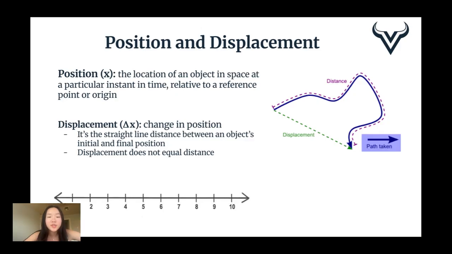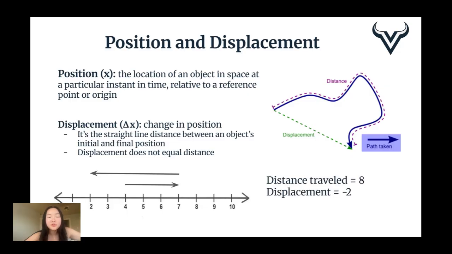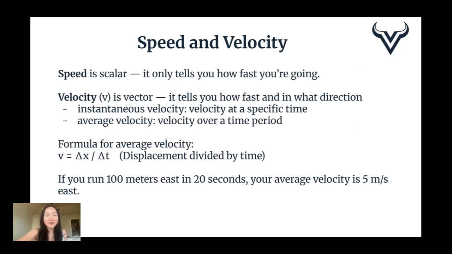Imagine position to be a point on a number line where the right direction is positive and the left is negative. Say we go from x equals 4 to x equals 7, and then x equals 7 to x equals 2. The distance traveled equals 8. However, the displacement equals negative 2 because we will have gone from x equals 4 to 2, so we have traveled left.